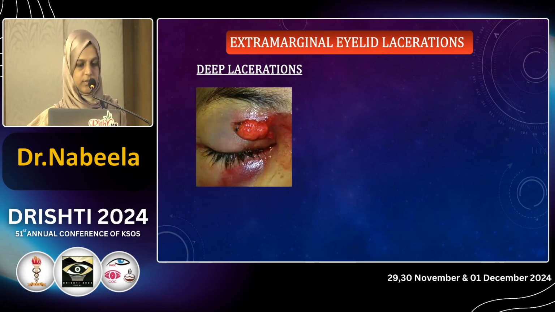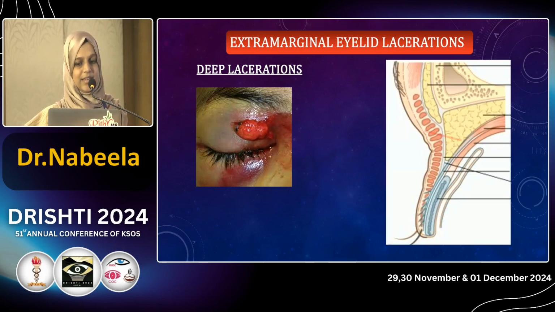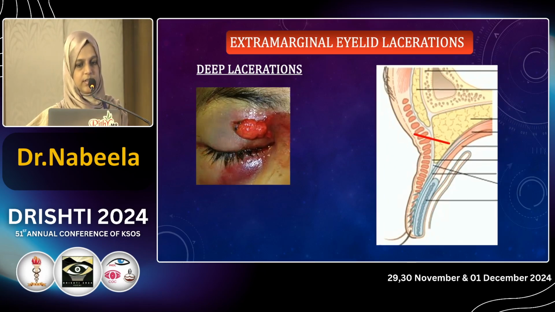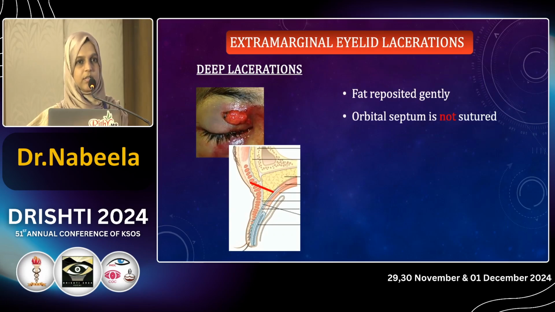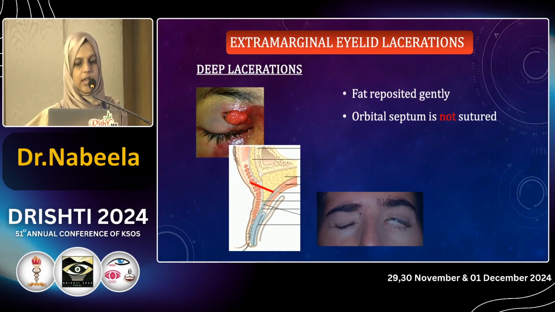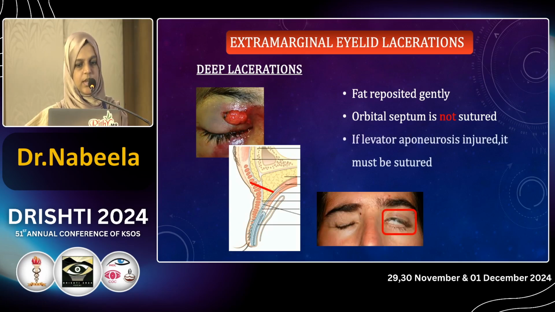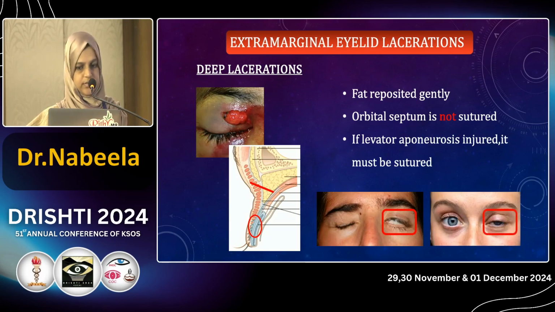So once you get wounds like this, one thing you have to remember is that at least the orbital septum has been breached. In these cases, the fat must be cleaned and reposited gently, and the orbital septum is not sutured because it may result in a lid retraction and lagophthalmos. And if you have an underlying levator injury, it must be sutured over to the anterior surface of the tarsal plate, or else it may result in a ptosis.